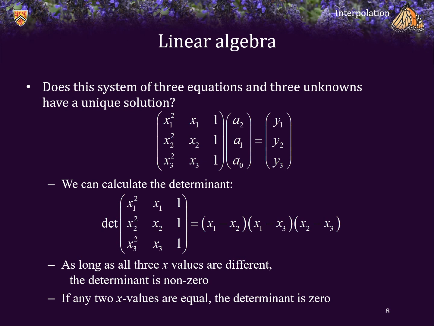If, however, any 2 or even all 3 of the x values are equal, the determinant is 0, and consequently there will either be no solutions or infinitely many solutions.